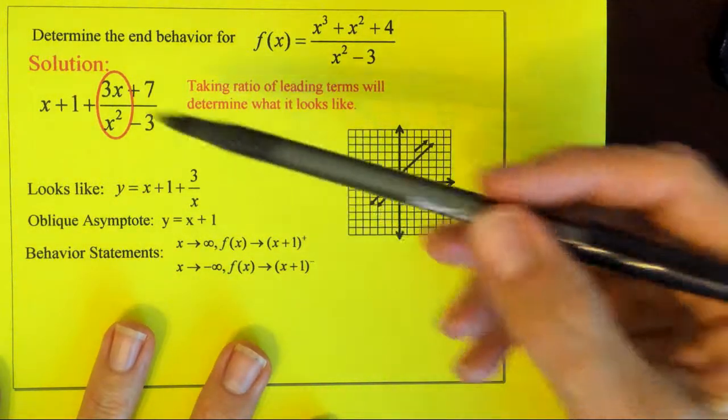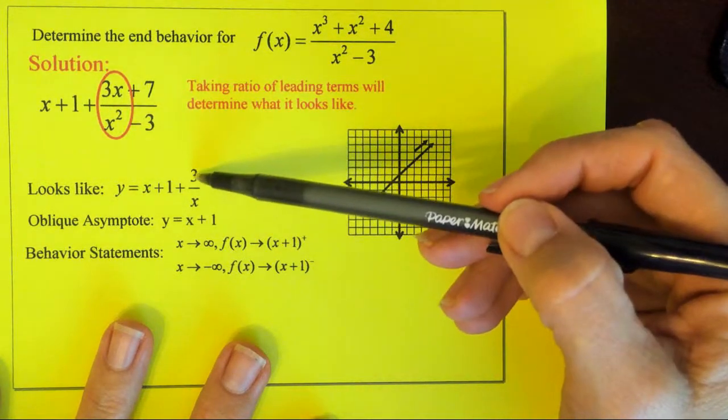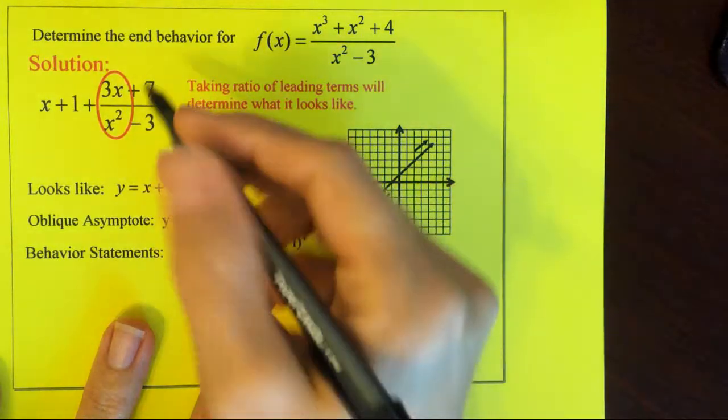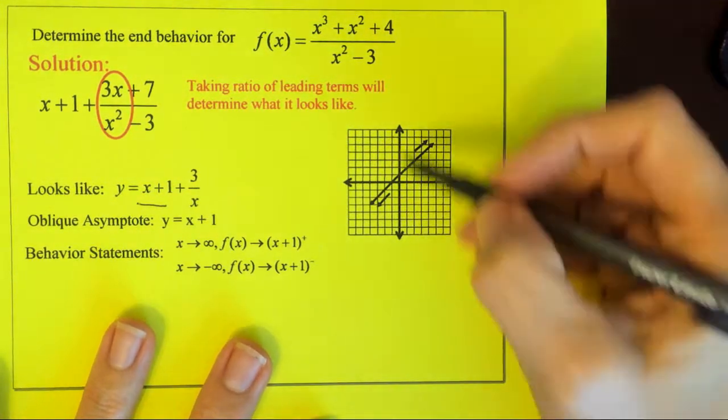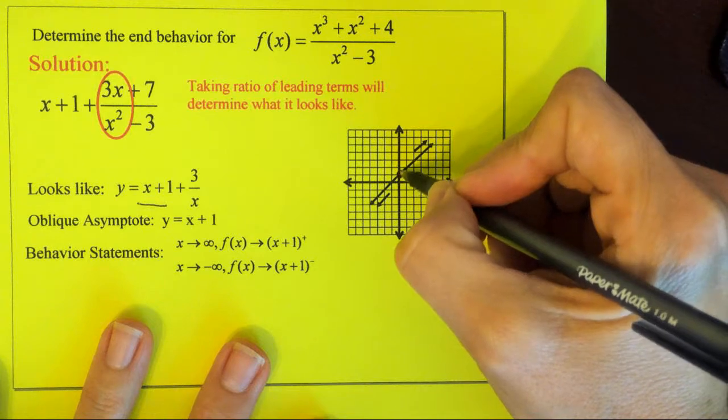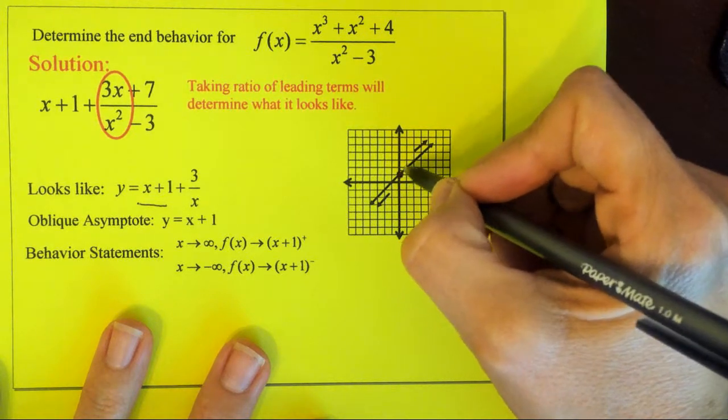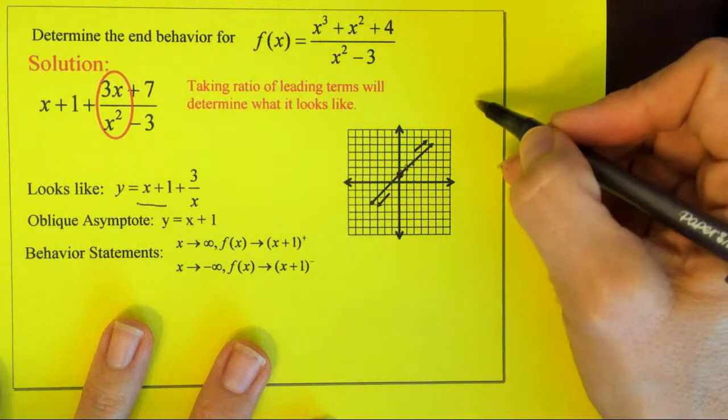So here's our equation that we just talked about. We looked at our coefficients, and it reduced to 3 over x. And then we've got this oblique asymptote. So we went and graphed the line y equals x plus 1. Start on the 1, up 1, right 1, up 1, right 1.